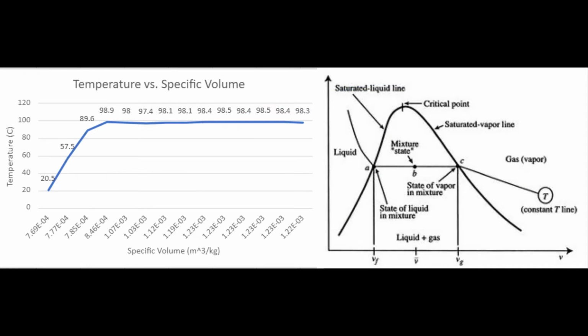Here, our specific volume versus temperature chart is a great example of the two-state diagram on the right. This plateau we see in our temperature versus specific volume chart is actually the area under the curve shown by this arrow here. This is where both the vapor and the boiling water existed within our syringe.